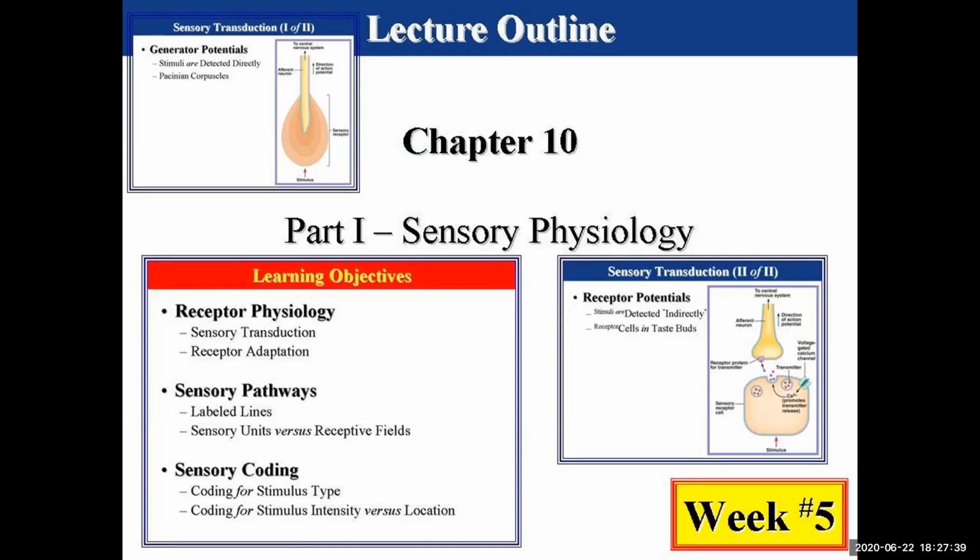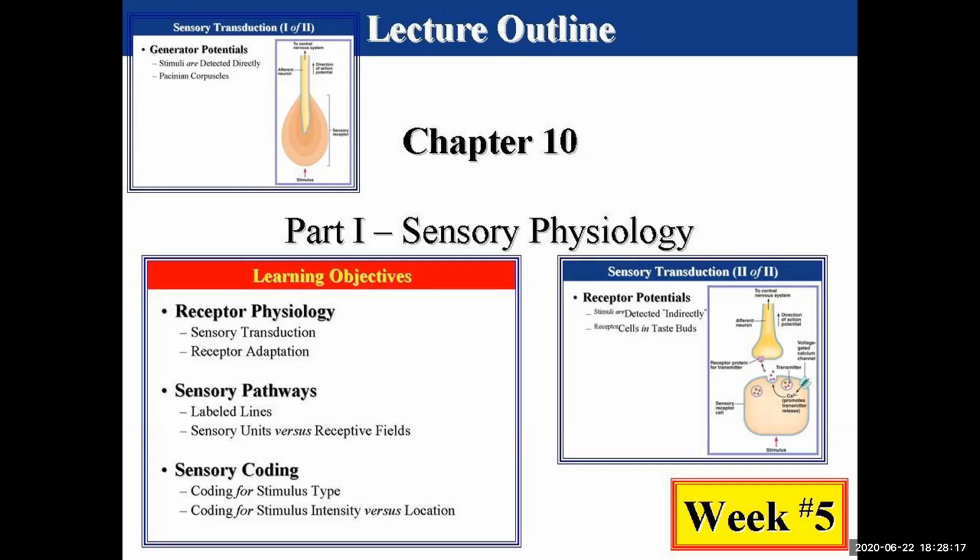Hi guys, we are starting Unit 3 today with Chapter 10, the sensory function of the nervous system. Today's lecture is separated into two parts, Part 1 and Part 2, within the same recording. In Part 1, we're going to go over sensory physiology, understanding how information is transmitted to the central nervous system from the peripheral nervous system.